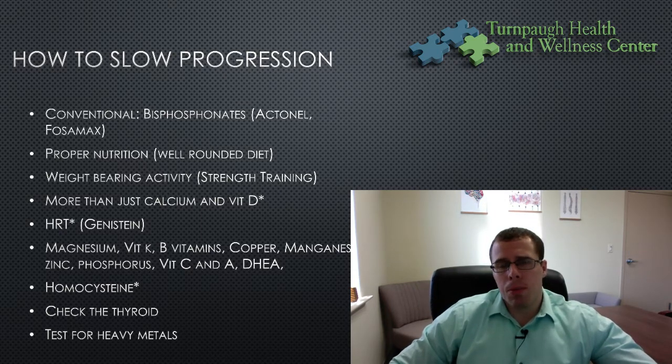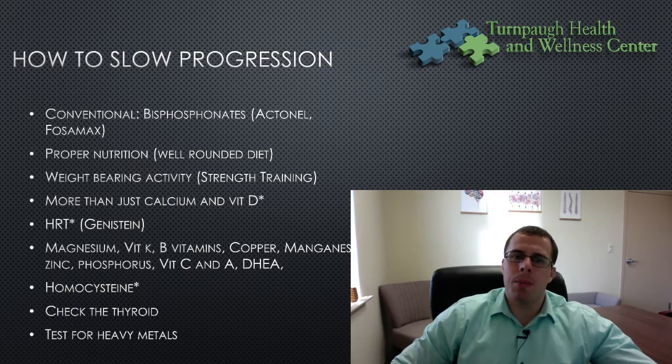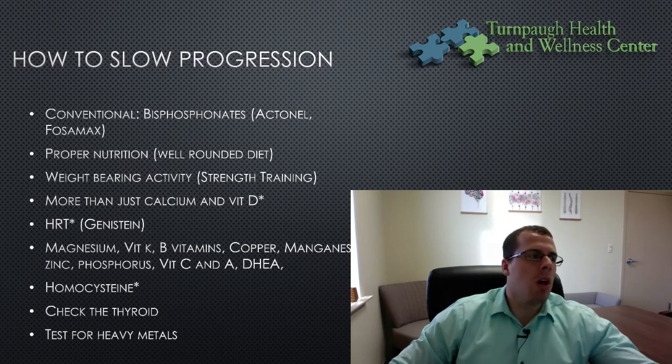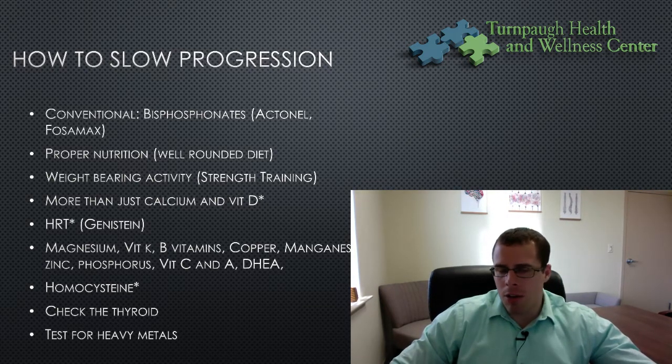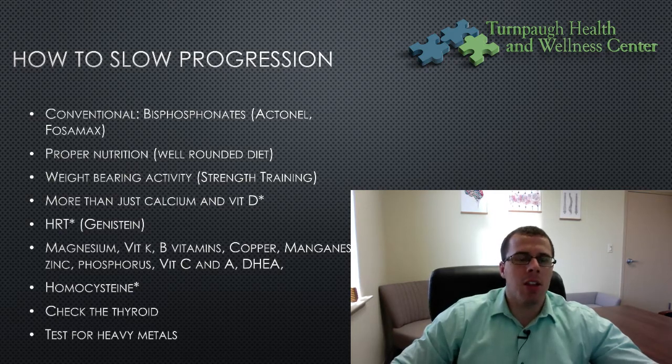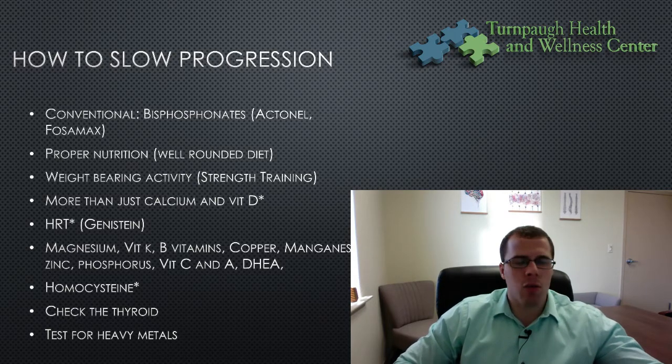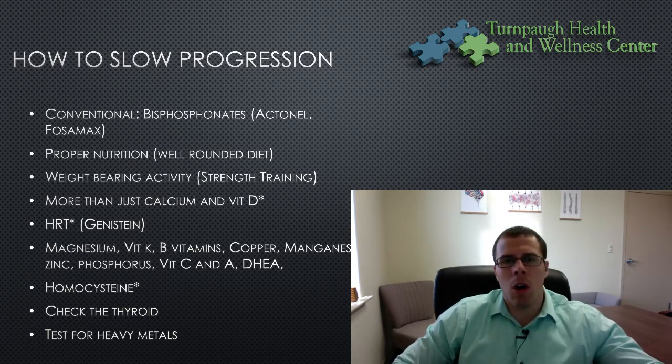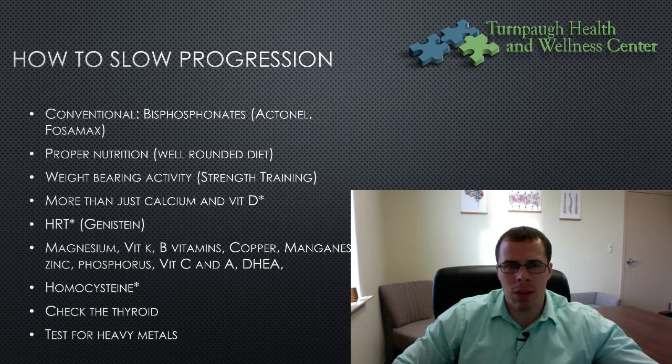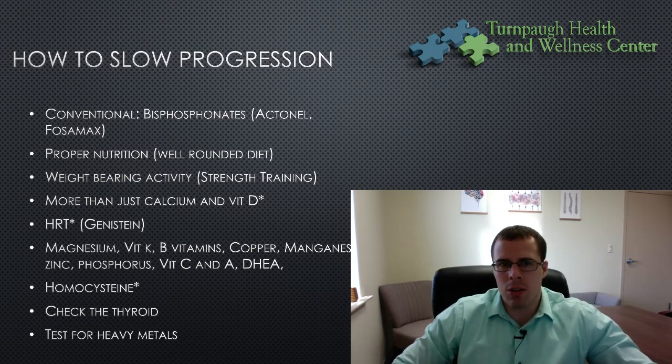Then how do we slow the progression here? The conventional approach is to use bisphosphonates. Typically the most common bisphosphonates are Actonel or Fosamax. Now, there are some potential side effects that can come with this: gas, constipation, joint pain, and in severe cases, osteonecrosis, meaning damage to the bone, and increased risk for fractures. It can also potentially cause allergic reactions. So there are definitely some potential side effects to taking bisphosphonates.